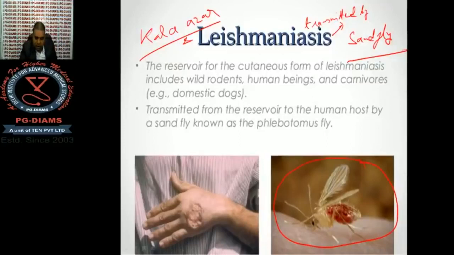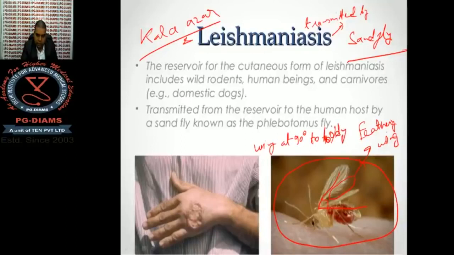First is the wing is feathery. First thing is feathery wing. Feathery wing is one characteristic which is not present in any mosquito. Second is the wings are mostly at around 90 degrees to the body. Almost 90 degrees. Okay? Wing at 90 degrees to body. This is the second characteristic feature.